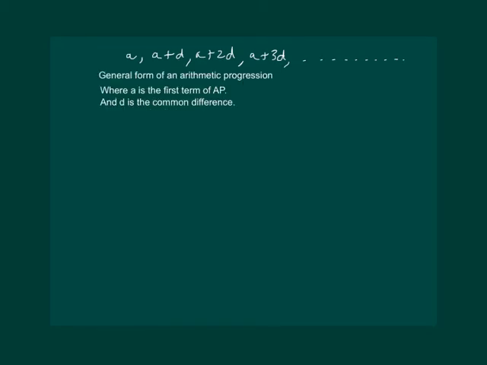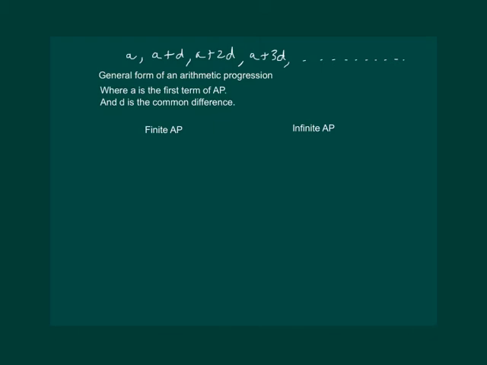In general, we can say that if a is the first term, then a, a plus d, a plus 2d, a plus 3d is the list of arithmetic progression where d represents the common difference. We will remember this representation as the general form of arithmetic progression, where a is the first term of arithmetic progression and d is the common difference.